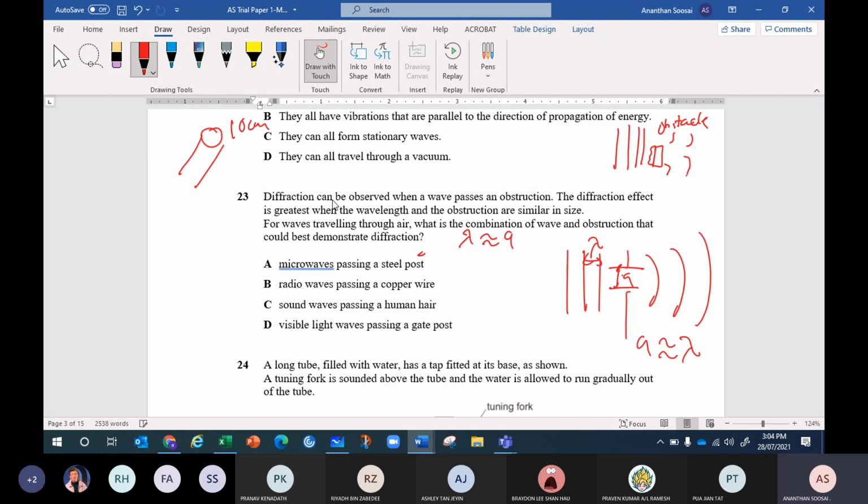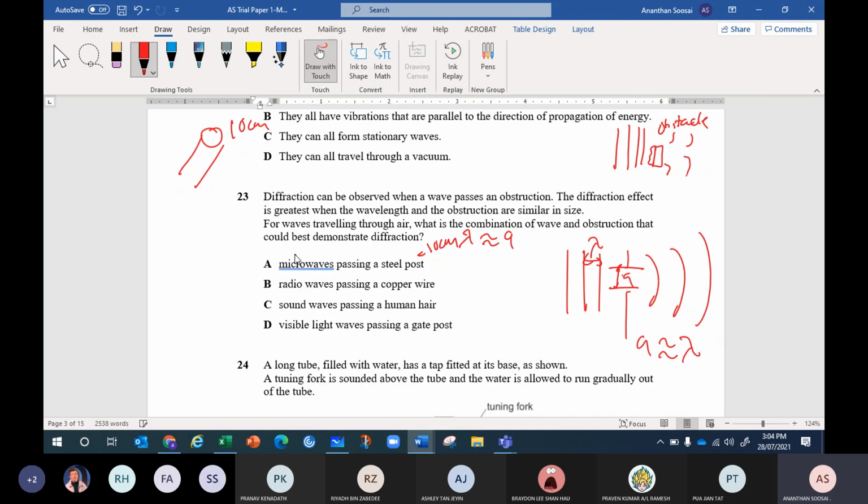Okay, so let's discuss question 23 again. As I said, the wavelength and the gap must be about the same. The steel post, I think, is around 10 centimeters. Maybe around 10 centimeters, the post.